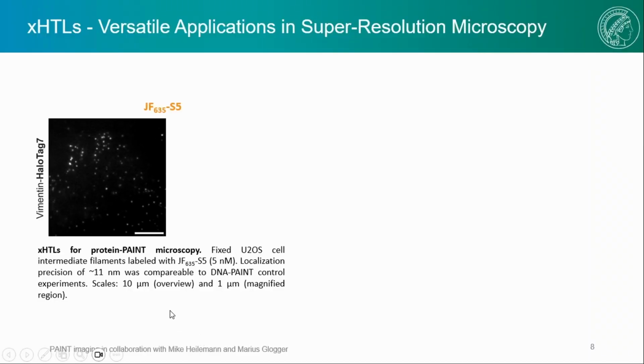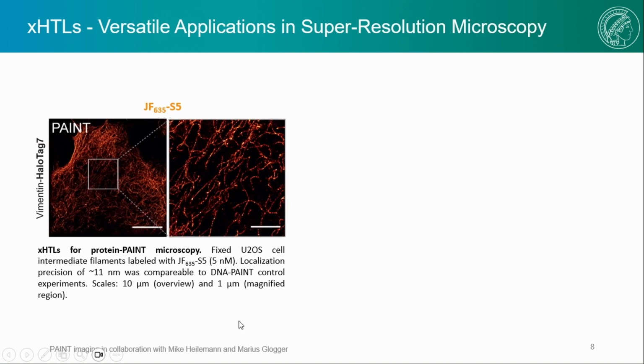In the following, I will pass on to some super resolution microscopy experiments. First, we teamed up with Mike Heilemann and Marius Glogger, who performed this PAINT imaging. This is a fixed U2OS cell expressing vimentin HaloTag, and in low probe concentrations, the unbinding and binding of JF635-S5 can be seen as blinking. Summarizing a couple of 10,000s of those frames yielded us this super resolved image of intermediate filaments. And we achieved a localization precision of around 11 nanometers, which was comparable to DNA-PAINT control experiments.